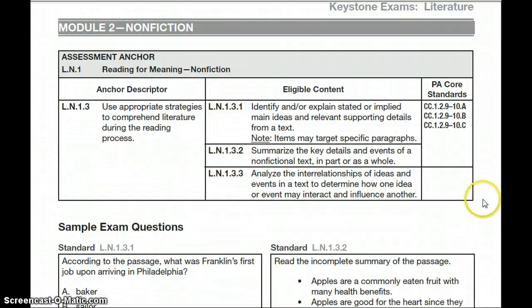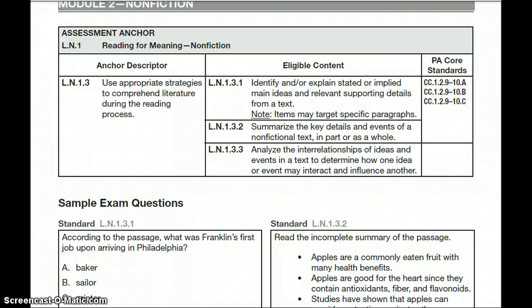Okay. And the last one in this set of skills would be to use appropriate strategies to comprehend literature during the reading process. This would be like using reading strategies to explain the stated or implied main ideas, as well as supporting details from a text. This means that questions are going to target very specific paragraphs. It's not going to ask you about the main idea of the passage as a whole, but look at this paragraph. What's the main idea of just this one section?